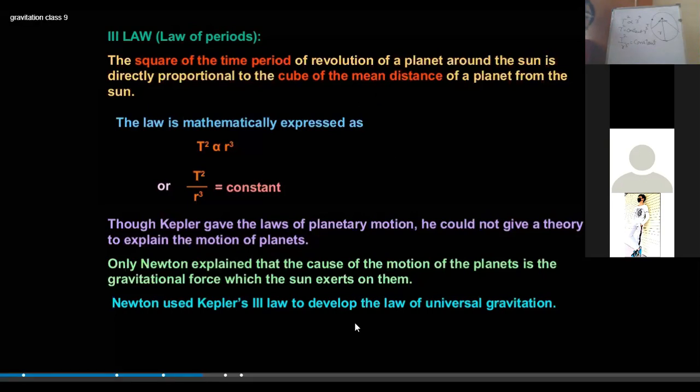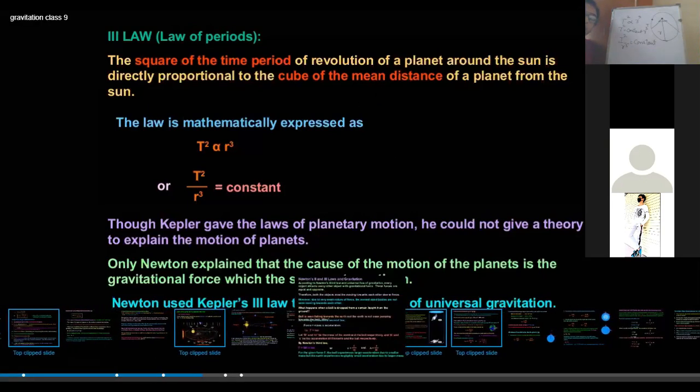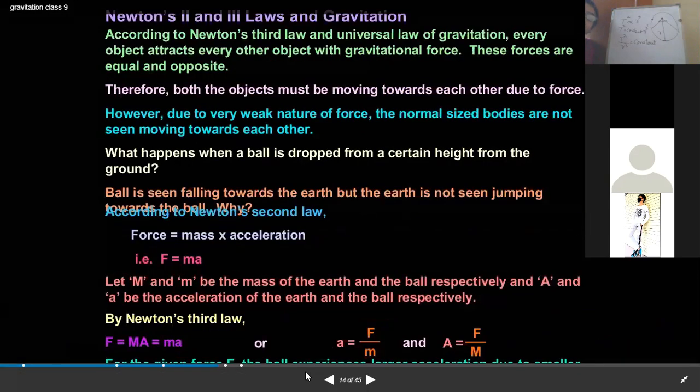Now the next topic which I am going to discuss is Newton's second law and third law. The question arises: what is the inverse square rule which was used by Newton in postulating his famous universal law of gravitation? As I've told you, what was Newton's gravitational law?